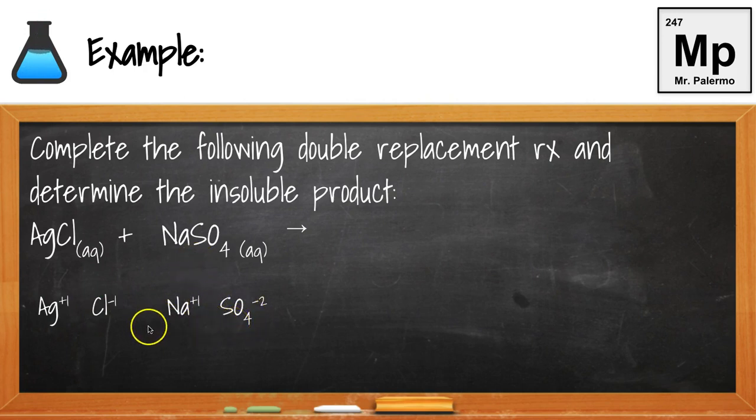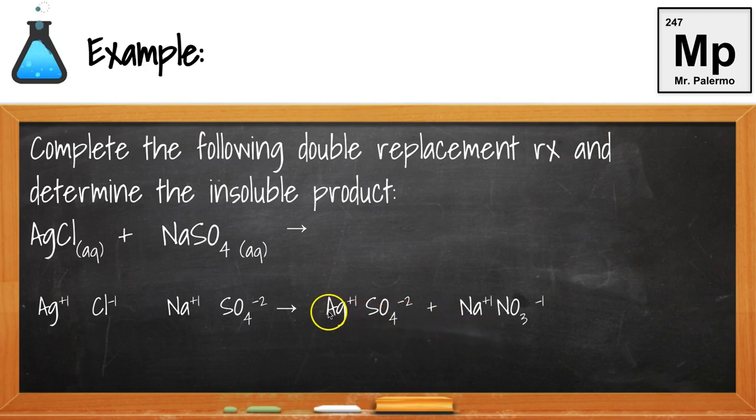And so now we have these charged particles, and what's going to happen is they're going to switch partners. And so the silver is now going to combine with sulfate, as we see here, and the sodium is now going to combine with chlorine, as we see here. So they switch partners. That's why it's a double replacement.